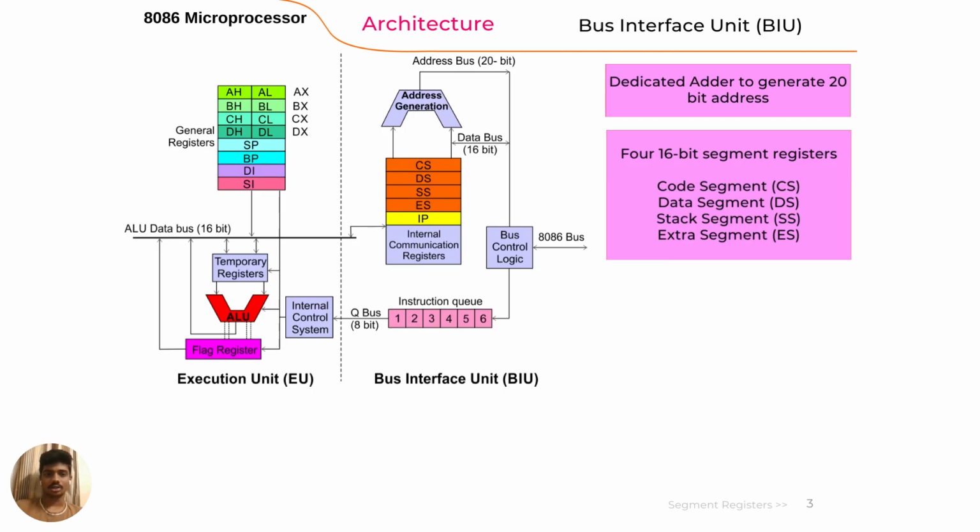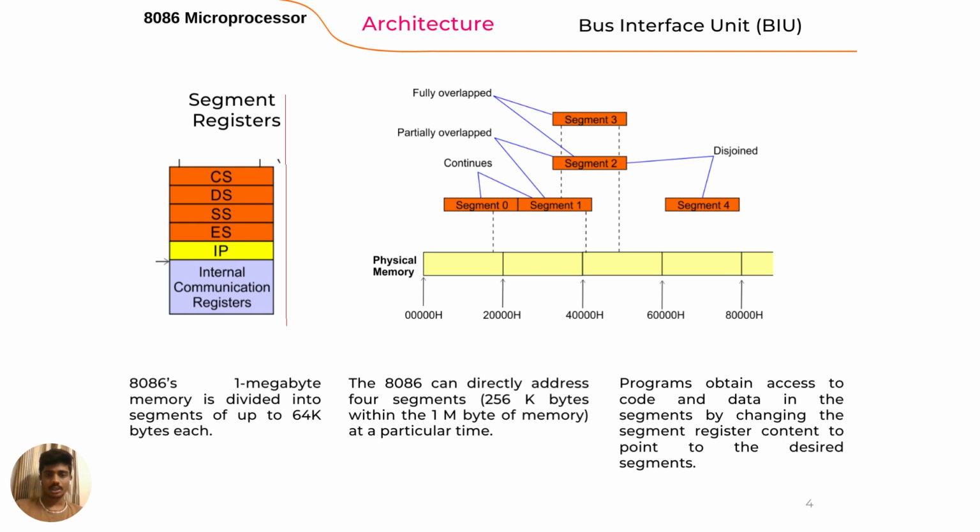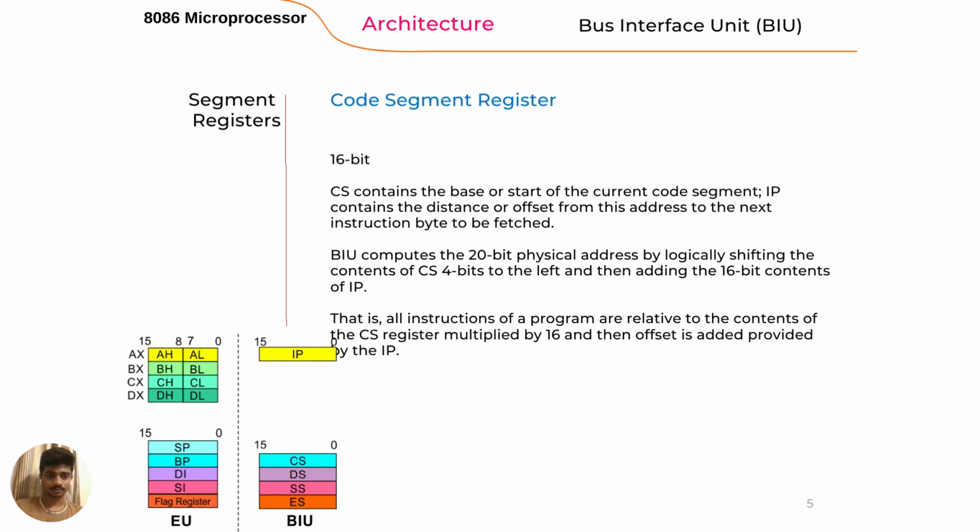Now this is the architecture of 8086. Here there are segment registers. In segment register there is code segment, data segment, stack segment, and extra segment. First, we are going to explain code segment register. Code segment register is of 16-bit. Code segment contains the base or start of the current code segment. IP contains the distance or offset from this address to the next instruction byte to be fetched.